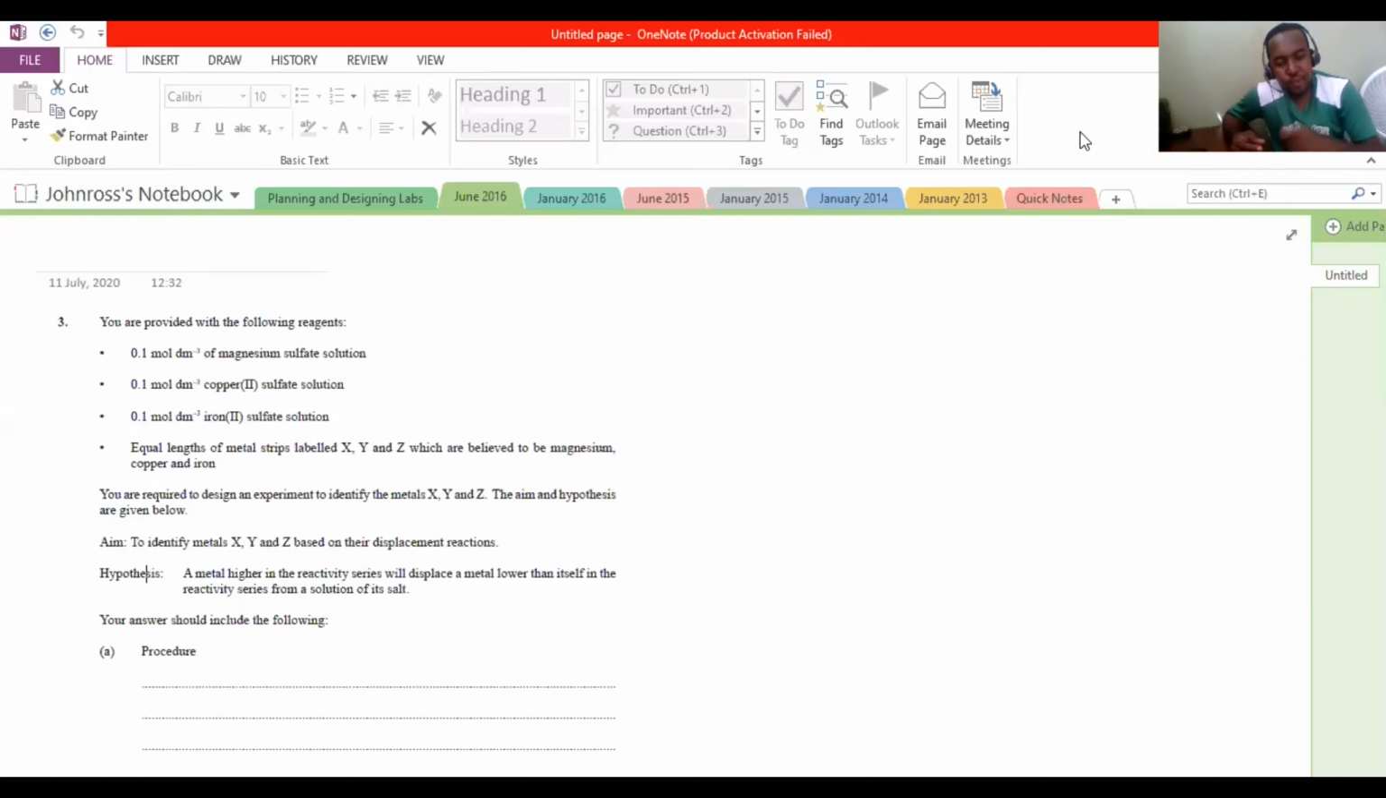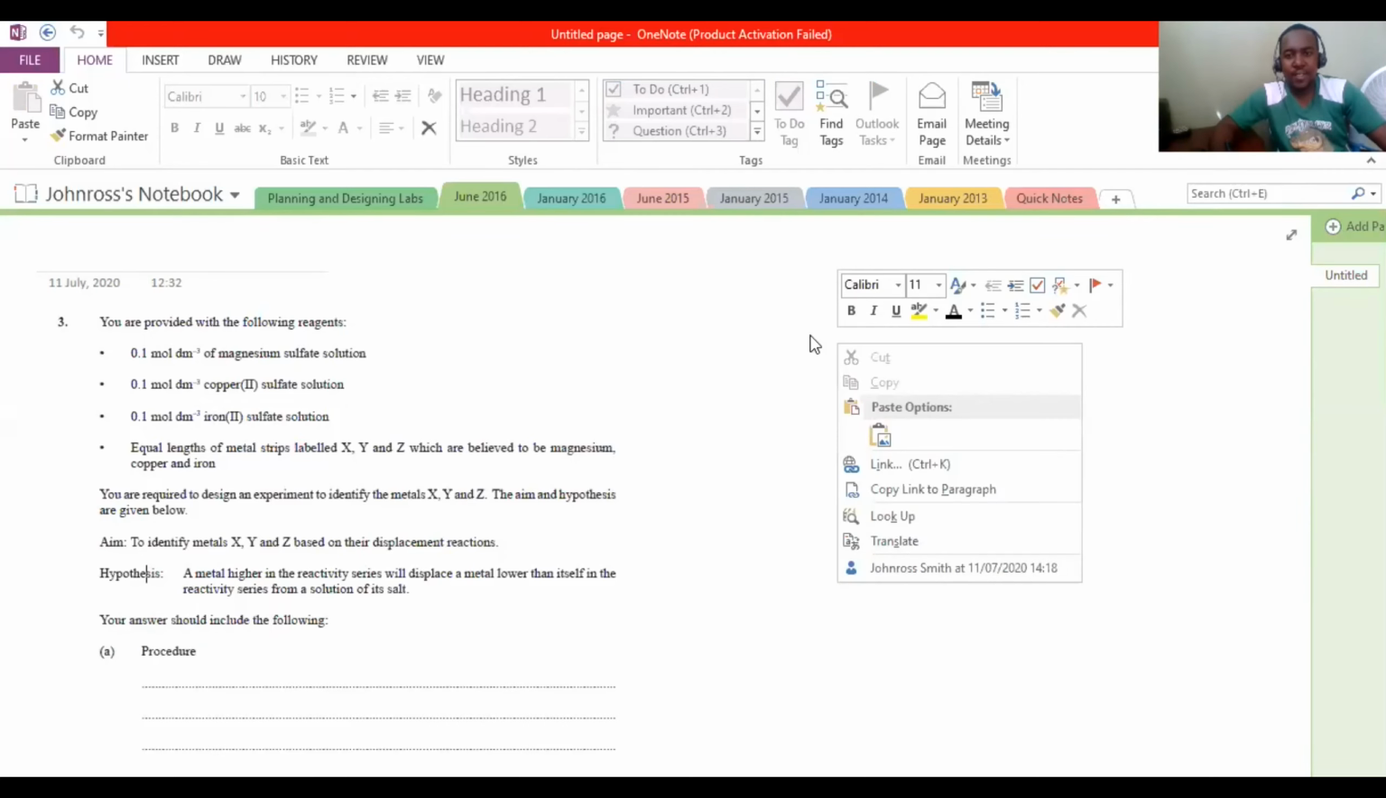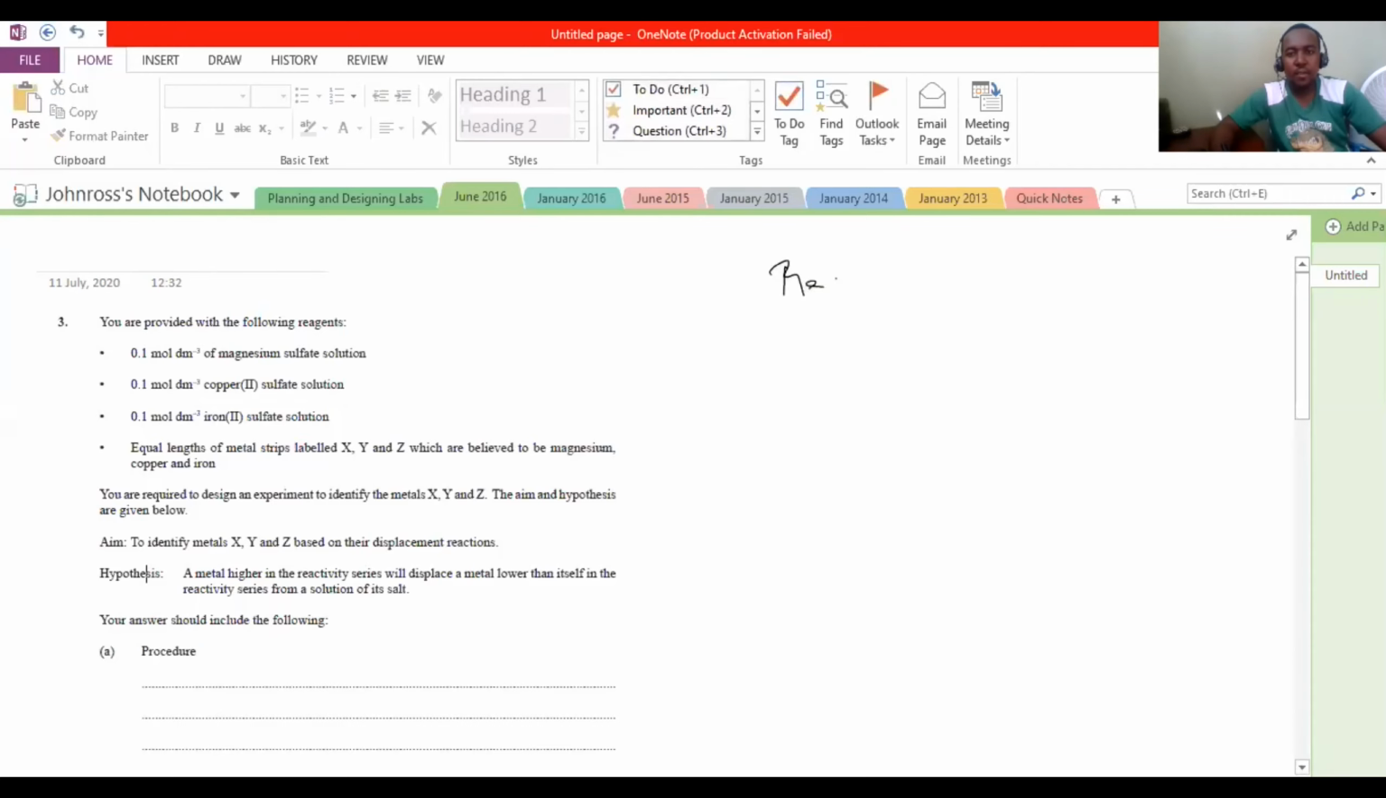So before we look at any of these, let's look at the topic of reactivity series, because once you identify the topic, the next part is you need to jot down what you know about it. So let's go. What do you know about the reactivity series? Metals are placed in order of their reactivity. Great. So do we know that order that it's placed in?